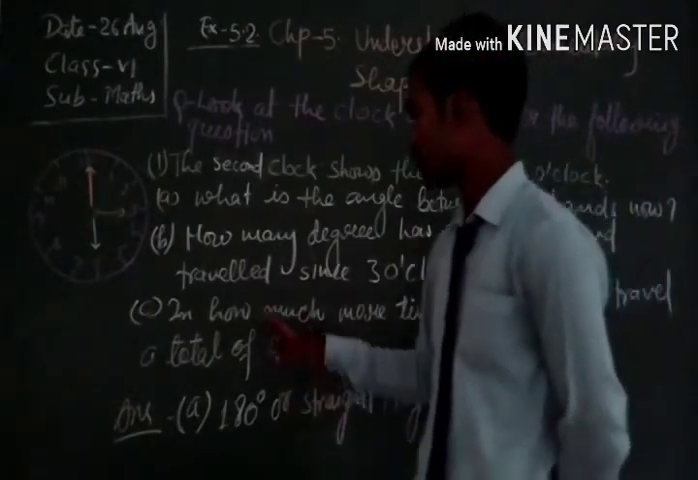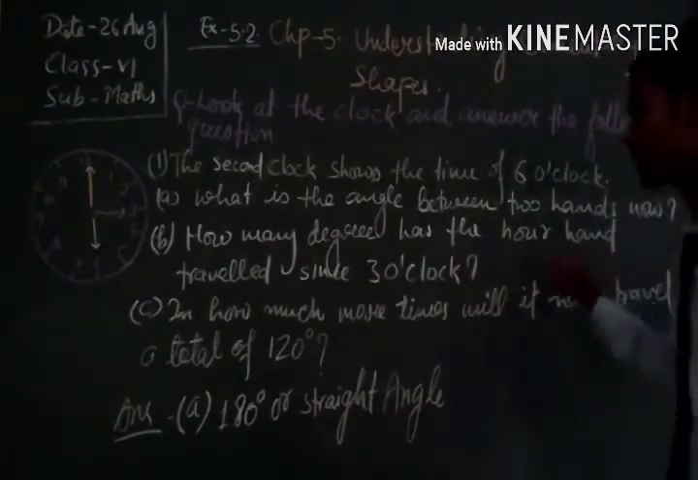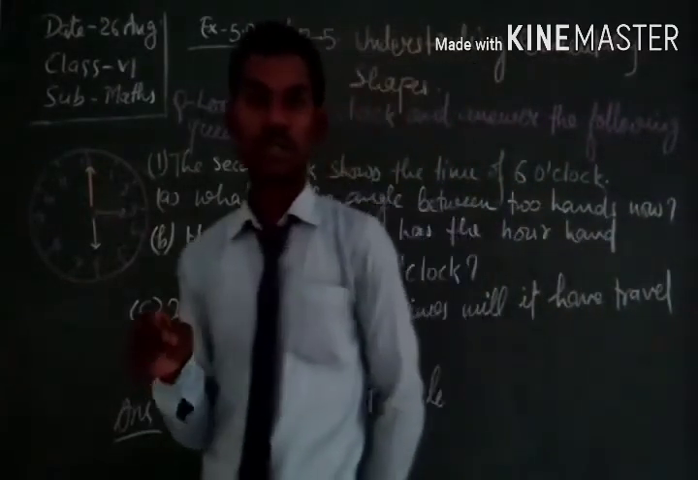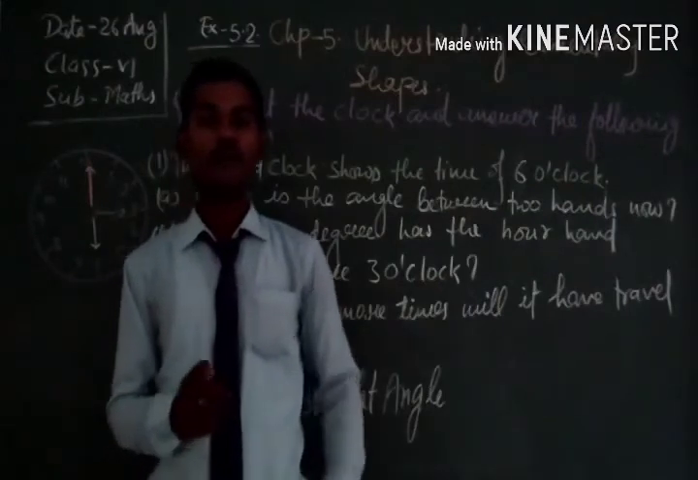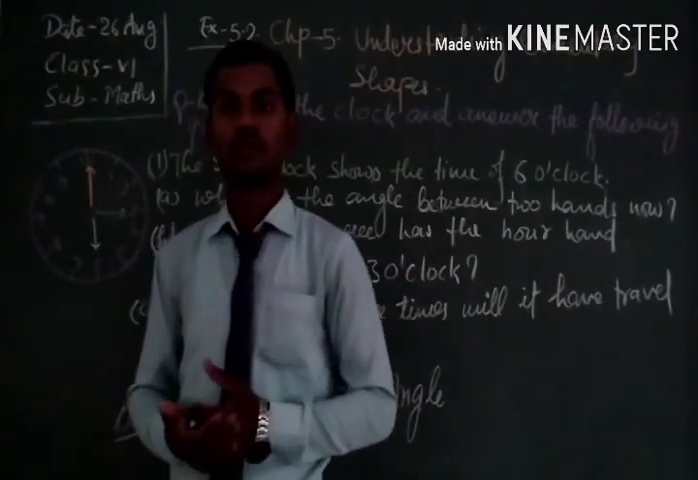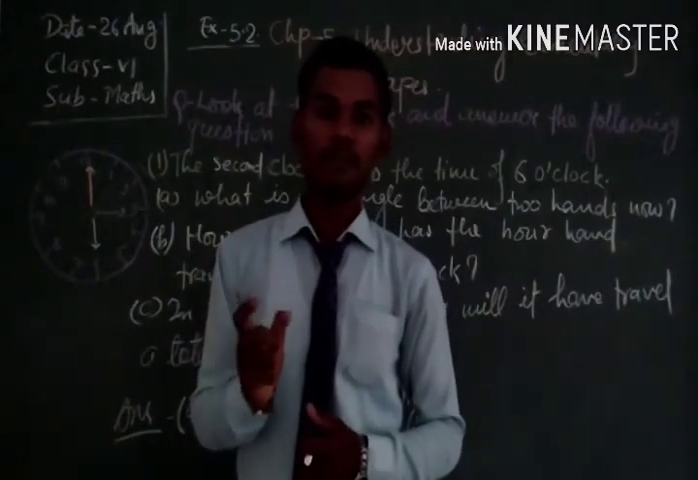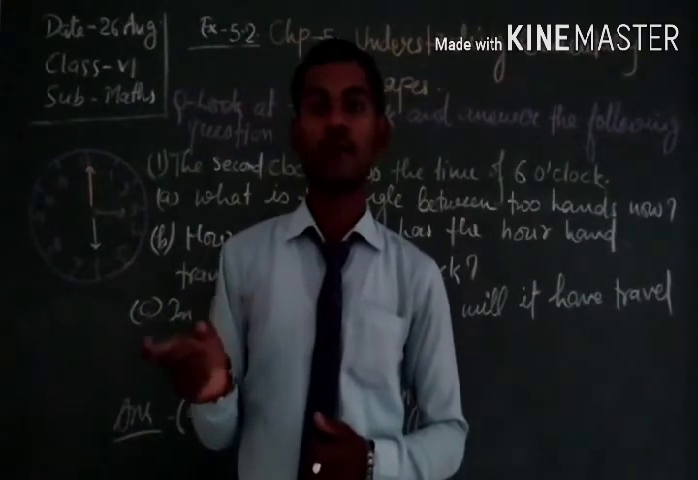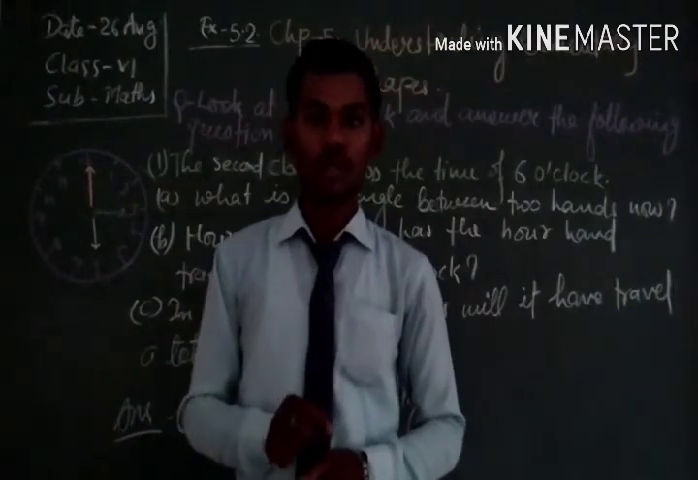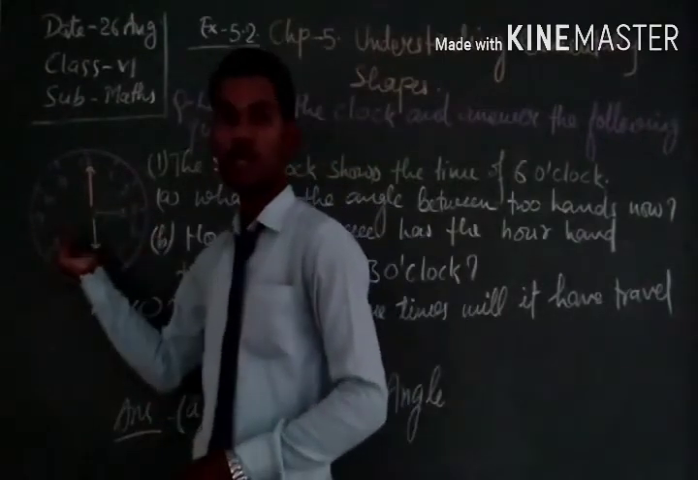Now let us see what the second question says. How many degrees has the hour hand traveled since 3 o'clock? The question says how many degrees the hour hand traveled since the time was 3 o'clock. That means in the initial position, the time was 3 o'clock, and in the final position, the time is 6 o'clock. Then here we have to find how many degrees it traveled.